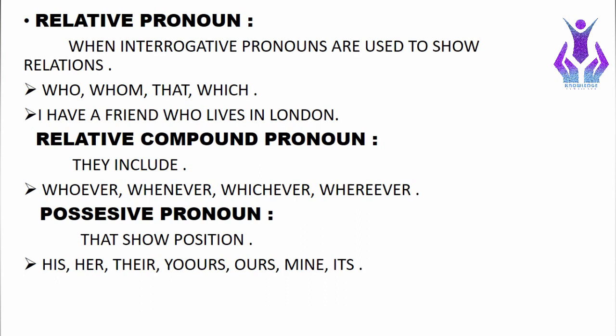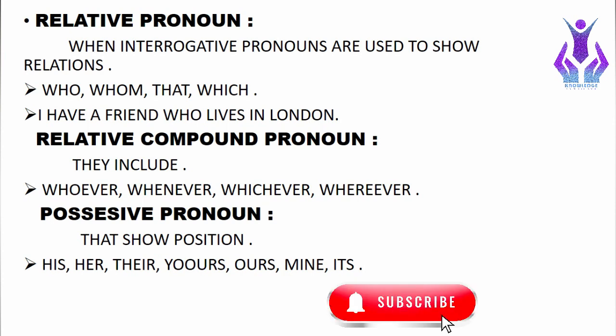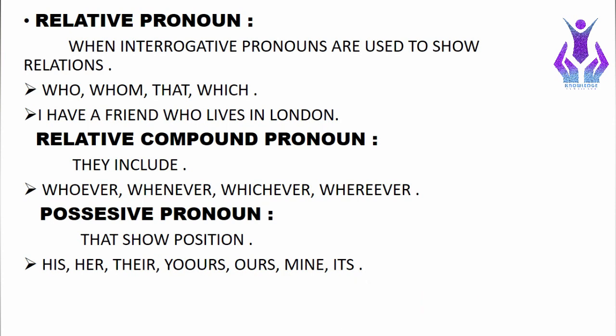The next is relative compound pronoun. It is a different kind of pronoun. Relative compound pronouns include whoever, whenever, whichever, wherever. They are somehow related to relative pronouns, but there is a difference: these four, whoever, whenever, whichever, wherever, are taken as a whole.